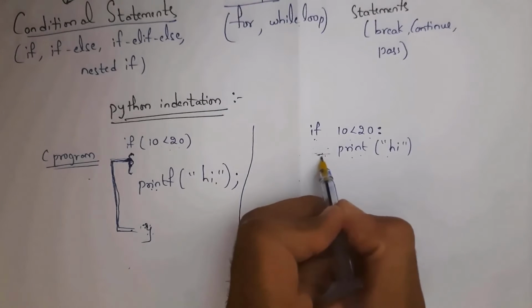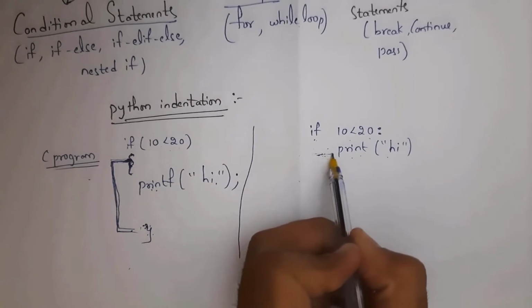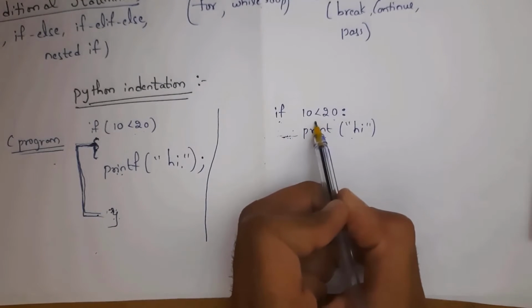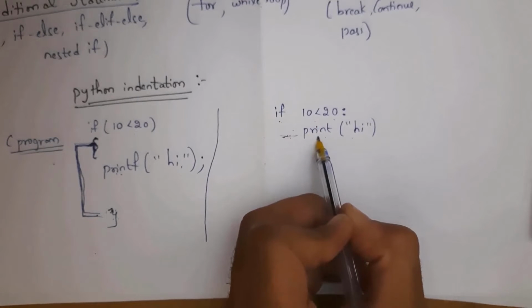Whenever you give space here, that means you are writing this print statement inside the if. How much space you want, that much space you can give here. The given condition, 10 less than 20, is true. So whatever statement is present inside the if will be executed. So I'll get the output high.